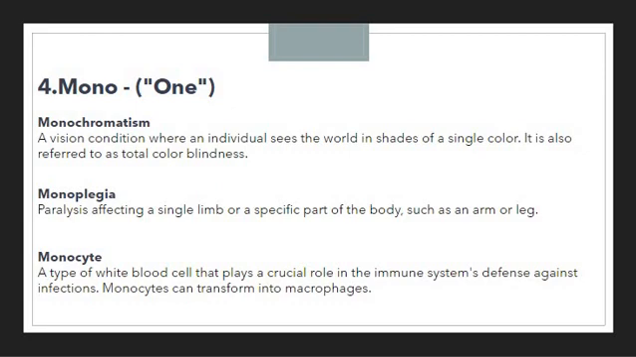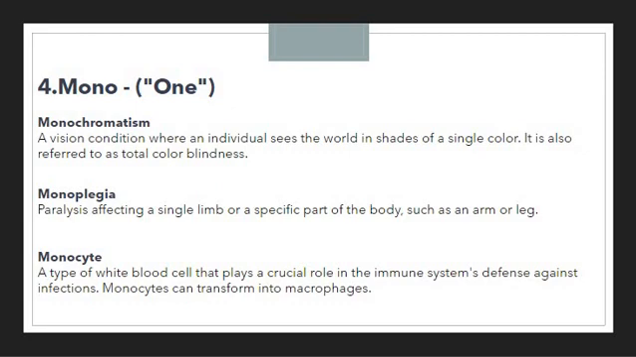Then we have monoplegia, paralysis affecting a single limb or a single part of the body such as an arm or leg. So if someone's leg is paralyzed, or one arm is paralyzed, in that case we use the terminology monoplegia, where mono is the prefix that is used to showcase a single part, one part.